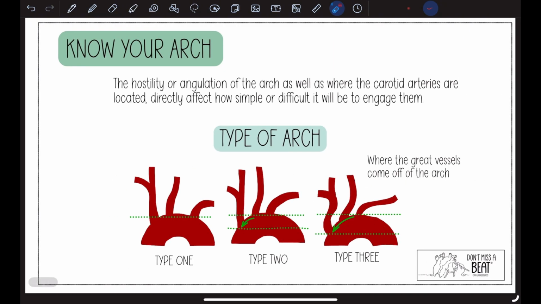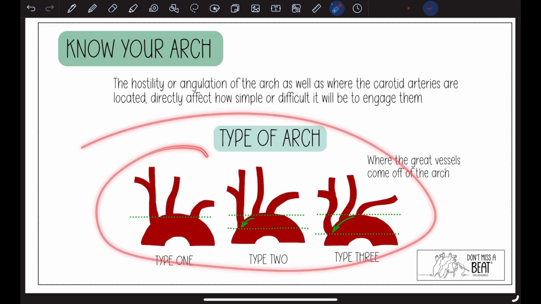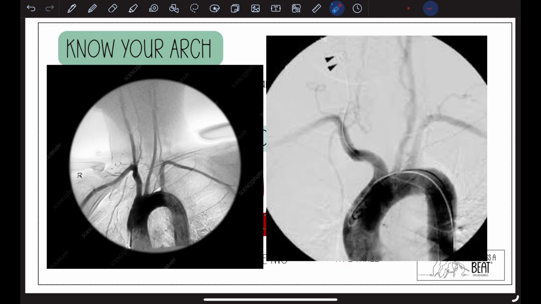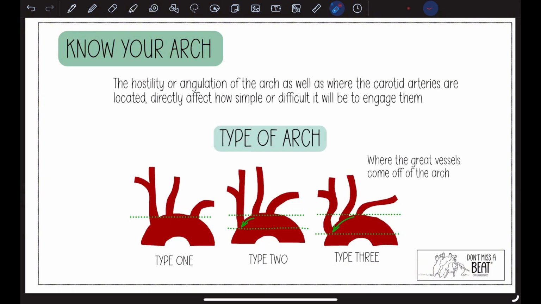Know your arch. Before we do any type of entering into any of the carotids, we need to do an aortic arch angiogram. That is almost a requirement for all of these. It should be standard practice. The hostility or the angulation of the arch, as well as where the carotids come off, can directly affect how simple or difficult it will be to engage them. Sometimes this also decides whether or not we can do an intervention.